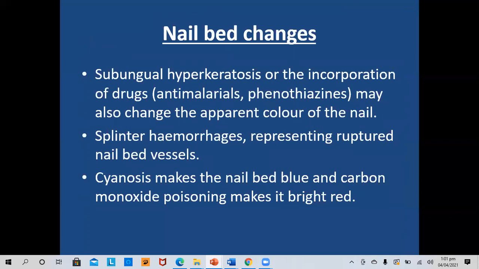Nail bed changes. We have described subungual hyperkeratosis, or the incorporation of drugs like antimalarials and phenothiazines may result in change of the nail bed. The splinter hemorrhages resemble rupture of nail bed vessels. This is common in various autoimmune disorders. Cyanosis makes the nail bed blue, and carbon monoxide poisoning makes the nail bed bright red.